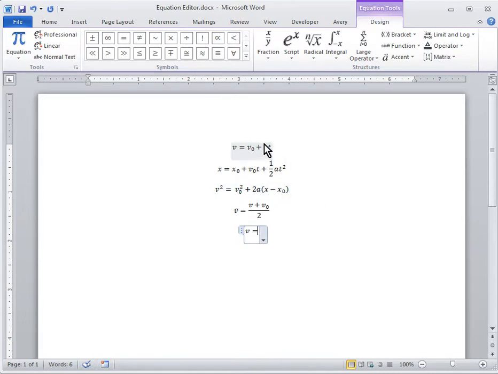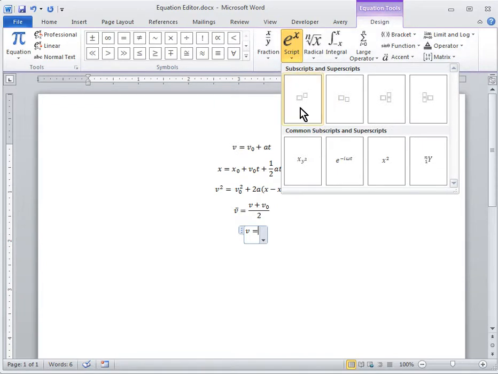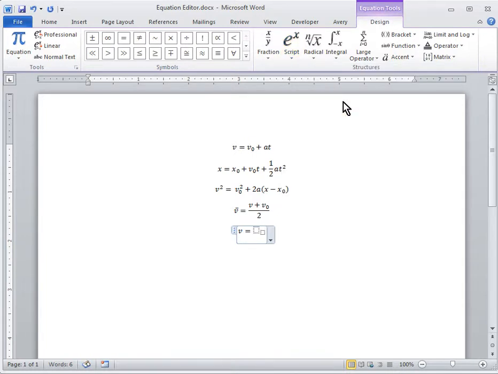V sub 0. That's what this script tab is for. And you can have all kinds of scripts. You'll have something with a superscript, or something with a subscript, or something with both super and subs, etc. And have some examples of what you can create doing this. So what we want is a variable with a subscript. It'd be this one. And it creates a little text box for you to put things in. So we put the V here and a 0 there. And now we have a V0.